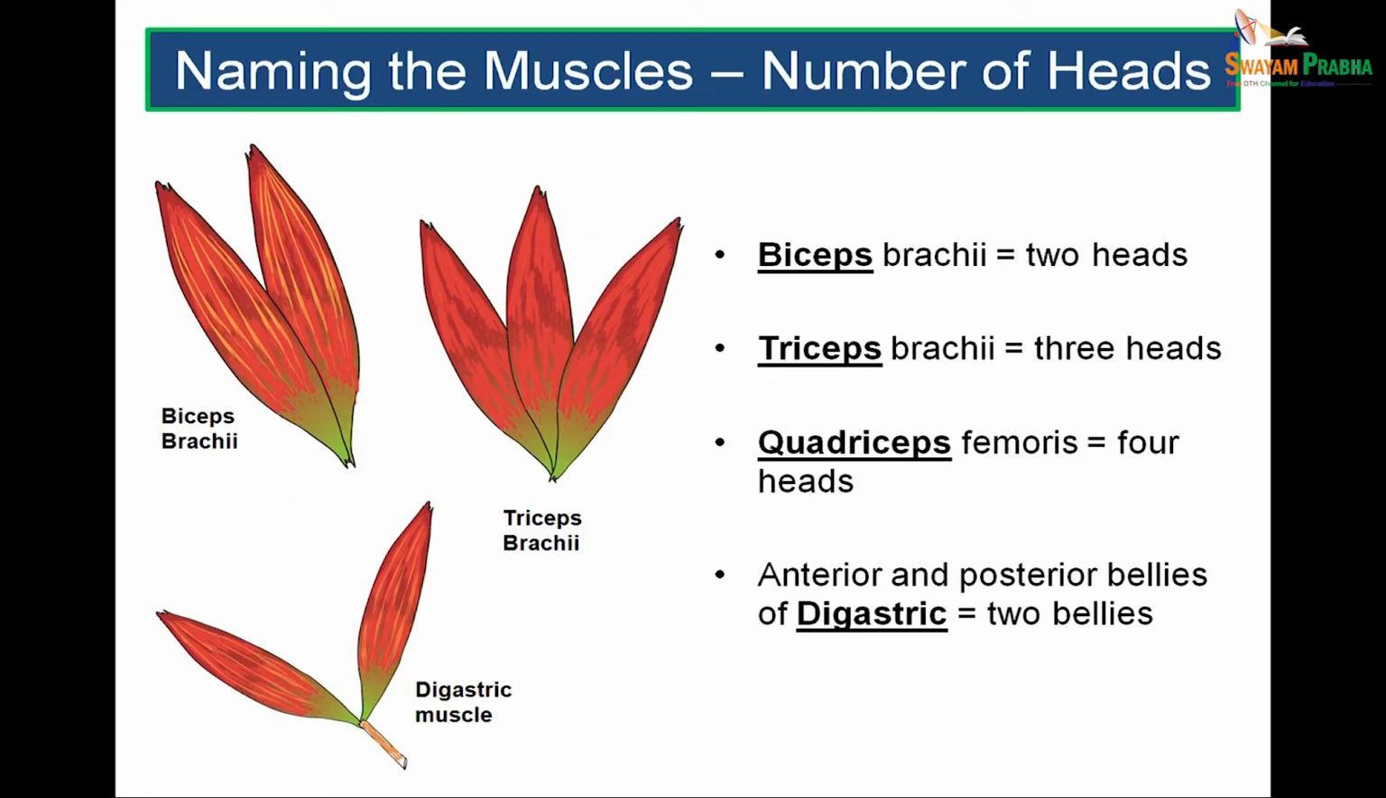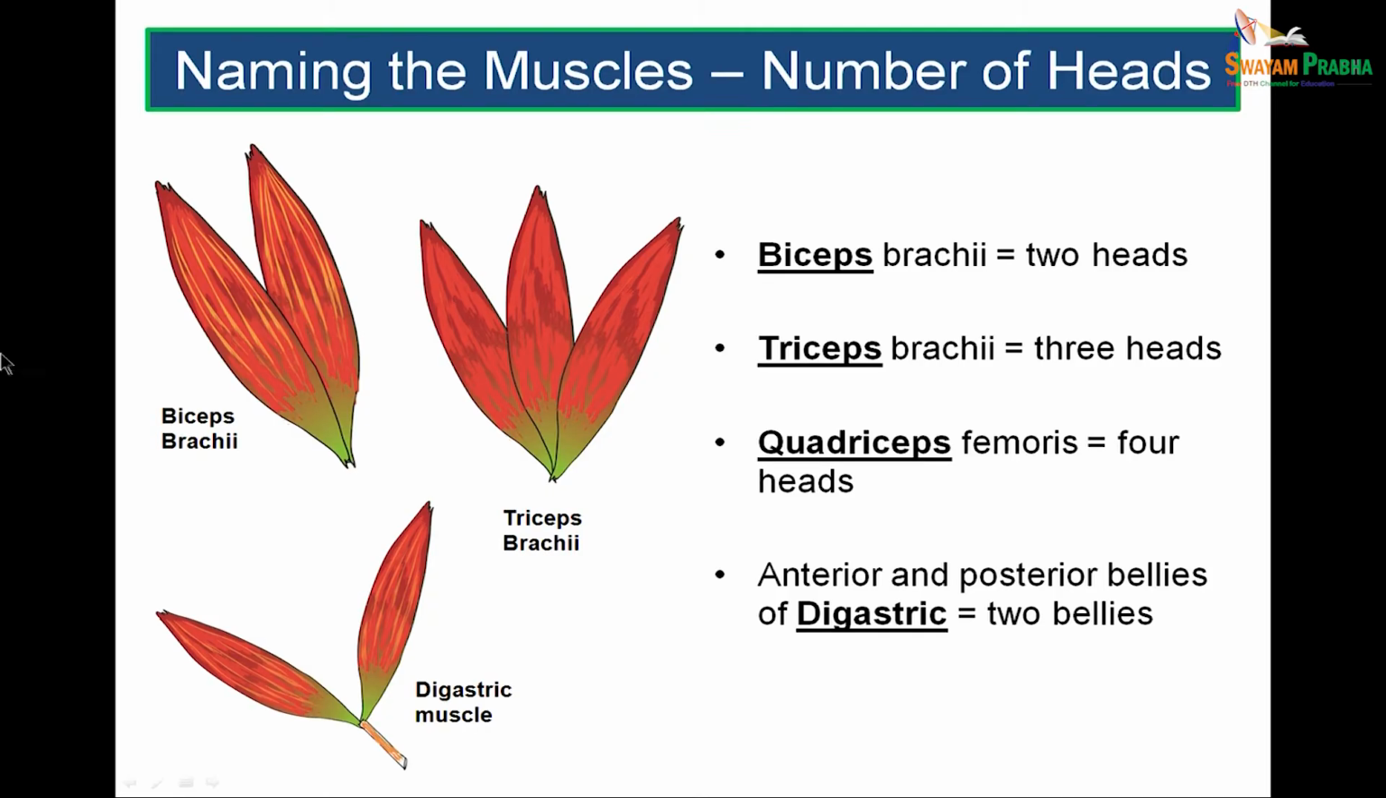Naming the muscles based on number of heads. A muscle could have 2 heads where it is called biceps, 3 heads where it is called triceps, or 4 heads where it is called the quadriceps. In this figure, we see here a 2-headed muscle called the biceps brachii, a 3-headed muscle called the triceps brachii, and here we see the digastric muscle, di meaning 2, gaster meaning belly, the 2-bellied muscle.